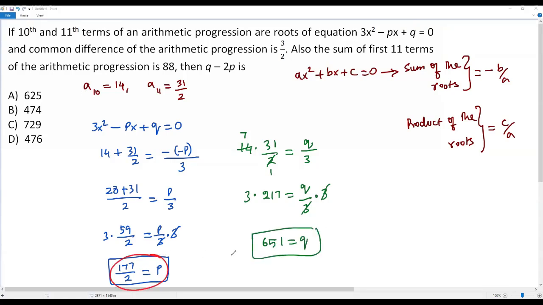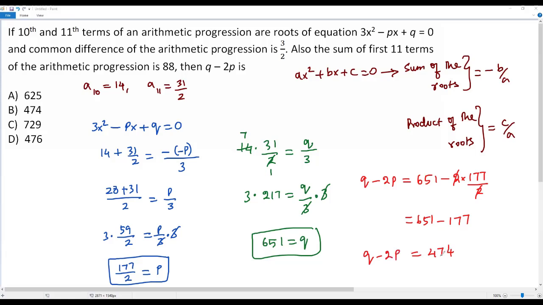Now, using the values of p and q, we will be able to evaluate the expression q − 2p. Let me do it. q − 2p equals, first let's plug in the value for q: 651 − 2 times the value of p, which is 177 over 2. We plug in 177 over 2 for p, that is 2 times 177 over 2. This 2 will cancel out. I get 651 − 177. When I subtract 177 from 651, I get 474. Therefore, the value of the expression q − 2p is 474.